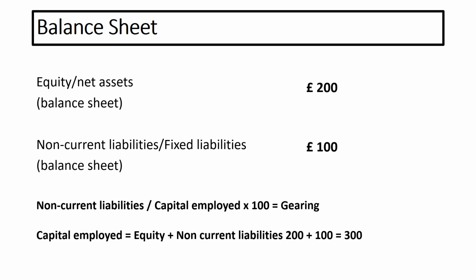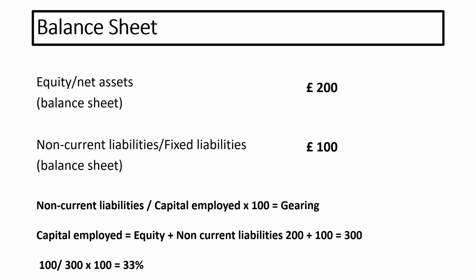So we're now going to see what proportion our non-current liabilities are of that figure. So here we go. We take the 100 non-current liabilities, we divide it by the capital employed, 300, times it by 100 to make it a percentage, gives us 33%. So of the total money involved in creating profit for the business, 33% of it is borrowing. So 67% of it comes from the business.